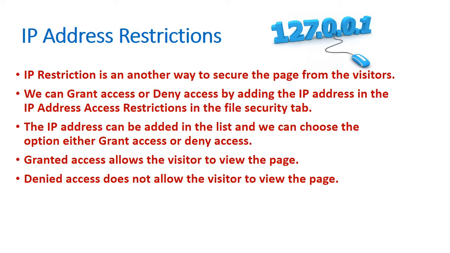IP address restrictions. IP restriction is another way to secure the page from the visitors. We can grant access or deny access by adding the IP address in the IP address access restrictions in the File Security tab. The IP address can be added in the list and we can choose the option either grant access or deny access. Granted access allows the visitor to view the page. Denied access does not allow the visitor to view the page.